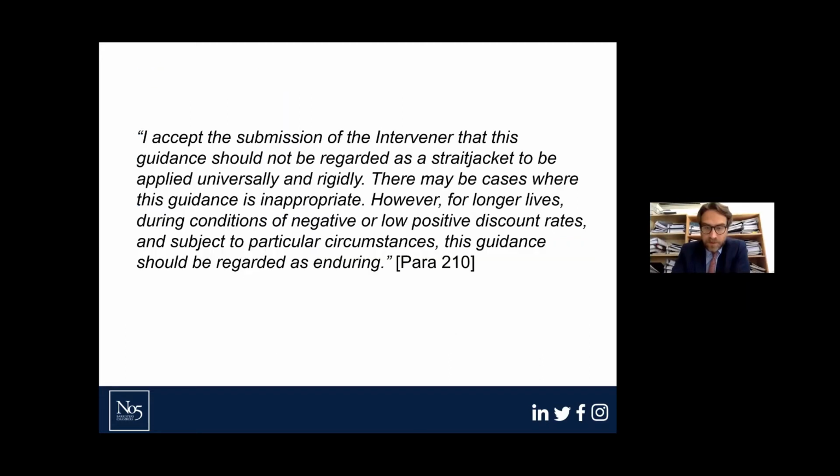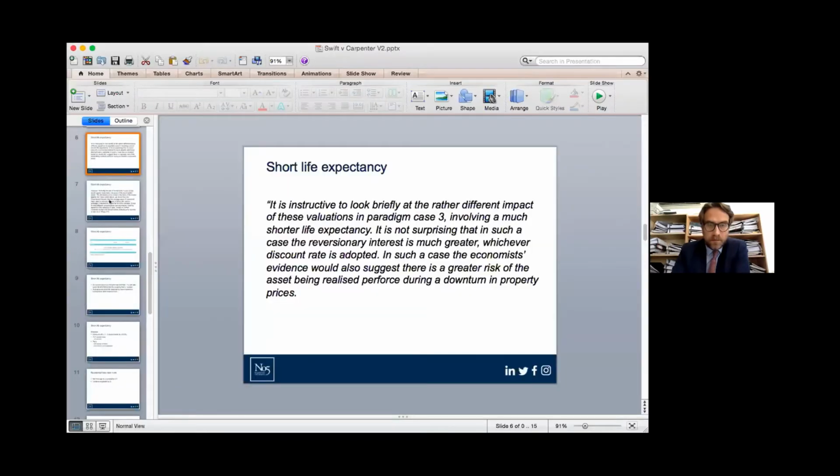I am, so bear with me whilst I try and share my screen. Okay, well, hopefully everyone can see that. You should be looking at a slide which says, I accept the submission of the intervener.